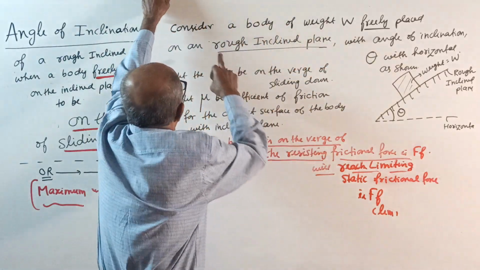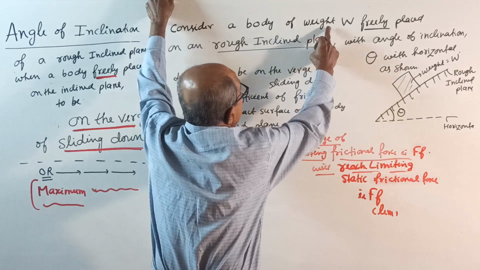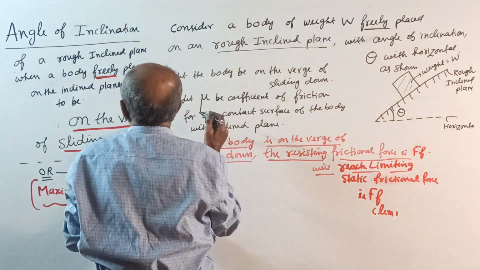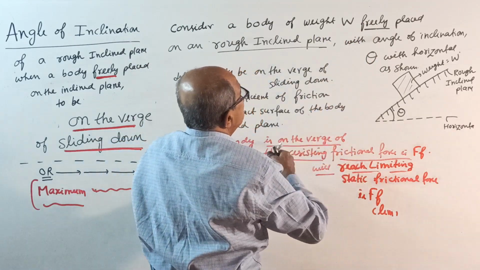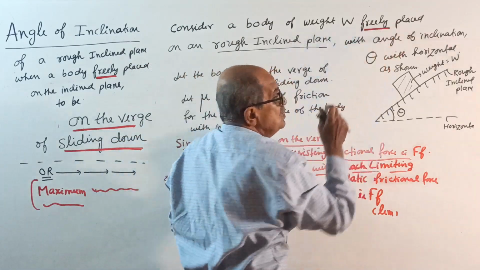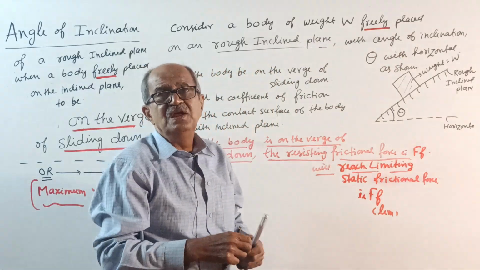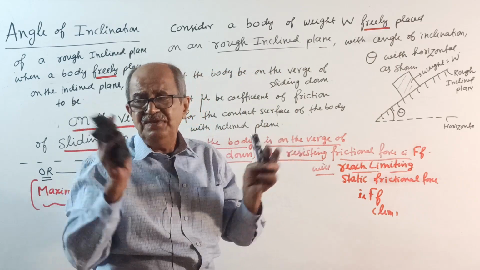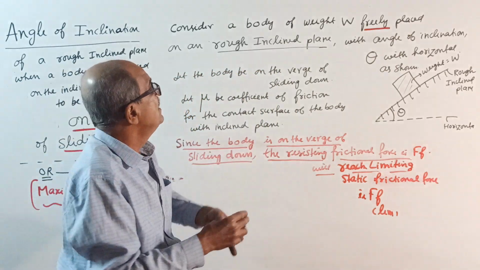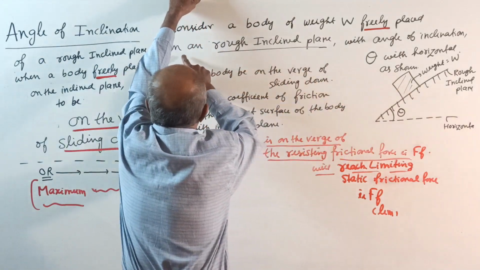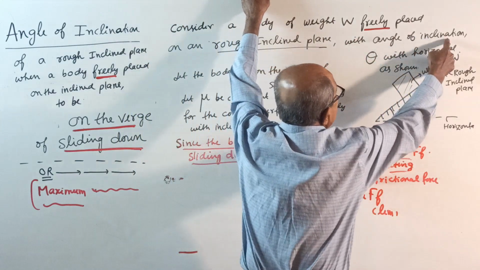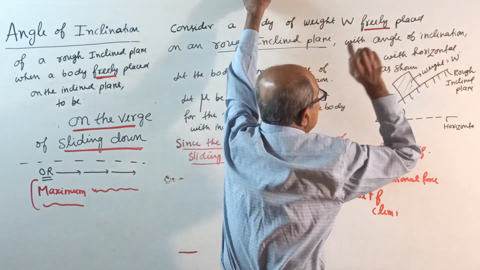Consider a body of weight W freely placed. Very important, I told you, freely placed. The word freely placed means with no other extra forces. No one should go and prevent it. No one should apply a force. Freely placed on a rough inclined plane with angle of inclination theta with horizontal.